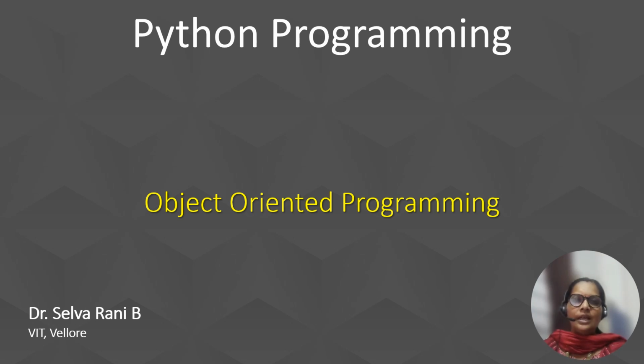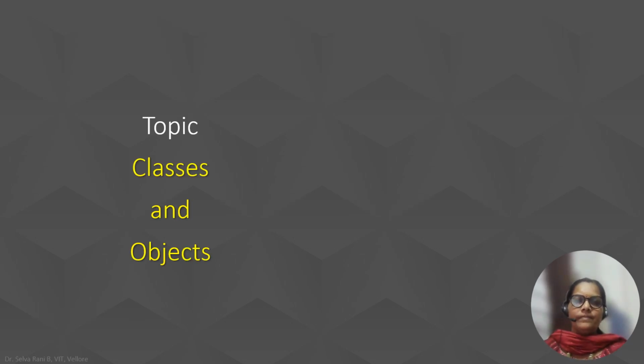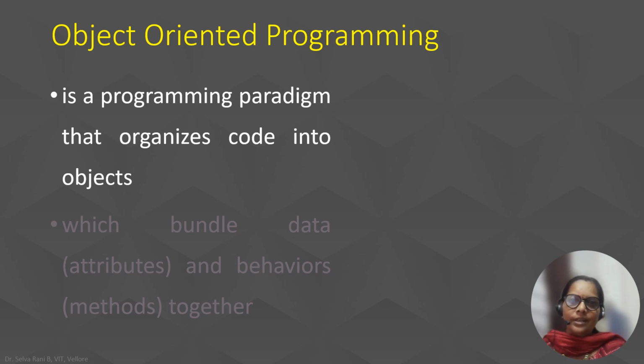In this session, let's see about object-oriented programming and how it is supported by Python. Let's see the basic concepts of object-oriented programming, classes and objects. What is meant by object-oriented programming? It's a programming paradigm that organizes code into objects. We know already Python handles each and everything as an object. So it is supporting object-oriented programming in an efficient manner.